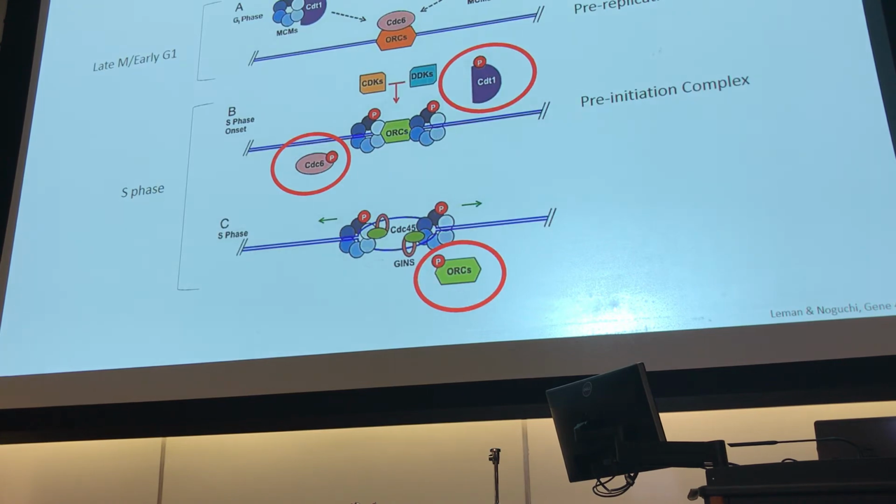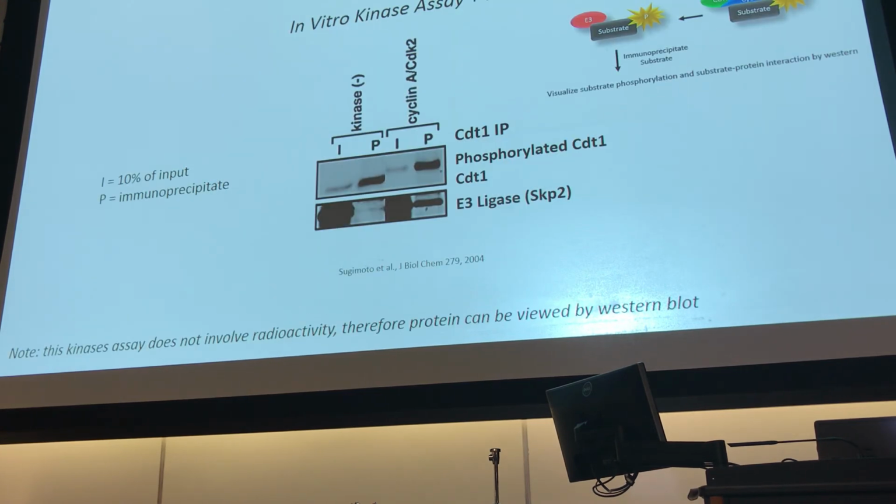So if we go back to this slide here, in order for this guy to get degraded, this complex to get degraded, they have to be phosphorylated by cyclin A CDK2, okay? And once they're phosphorylated, they're marked for degradation. So once they're phosphorylated, they can bind to the E3 ubiquitin ligase, and that'll get them degraded so that you only go through this process one time during the cell cycle. You don't want to replicate the DNA twice. Okay, so that's what's shown here.